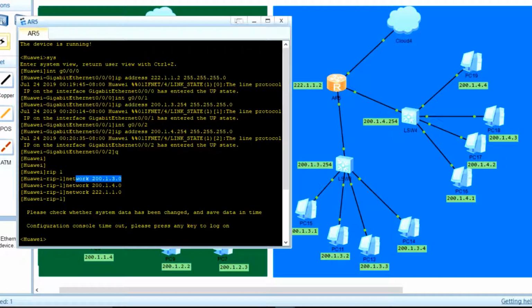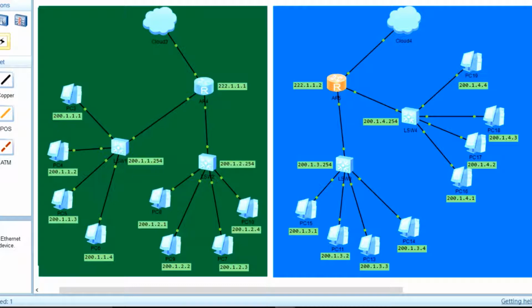Next is the network IP address of the other switch over here, 200.1.4. And next, this network is for the cloud over here. These are the network configurations used with the RIP1 protocol. Thank you.